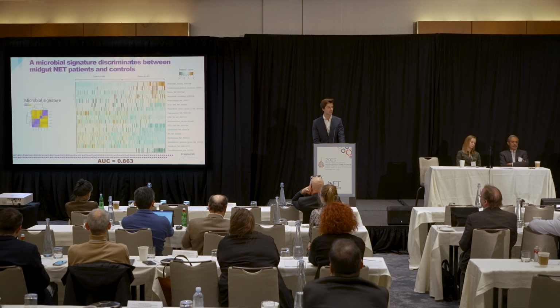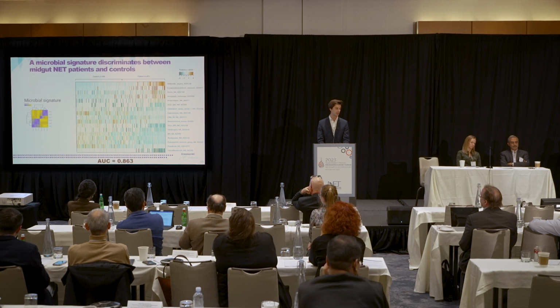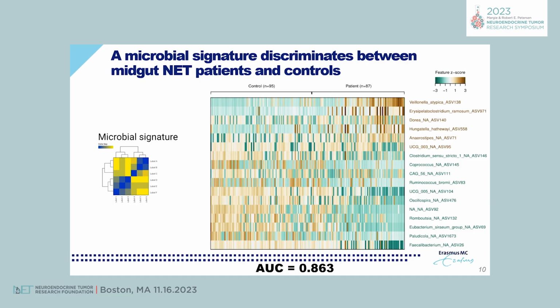And then we did a 10 times 10-fold cross-validation with the random forest machine learning technique, the results of which are shown here in this heat map. And you see that the signature discriminates between patients and controls with high discriminative performance, with an area under the curve of 0.86. The top 6 bacteria on the right side are the ones that are enriched in samples of patients, and the bottom 11 are the ones that are enriched in the samples of controls.